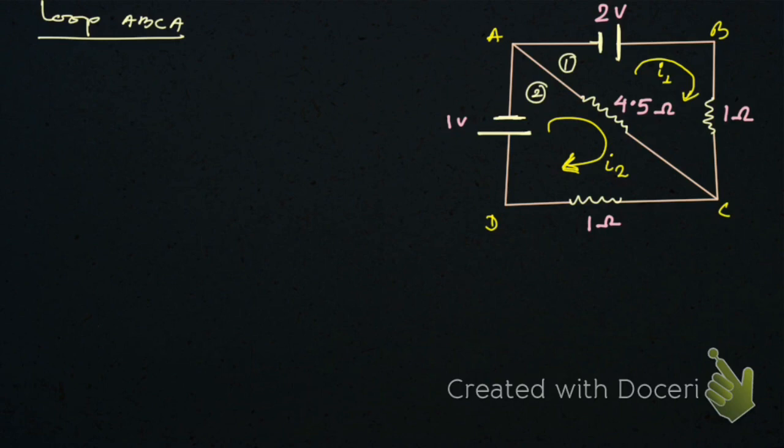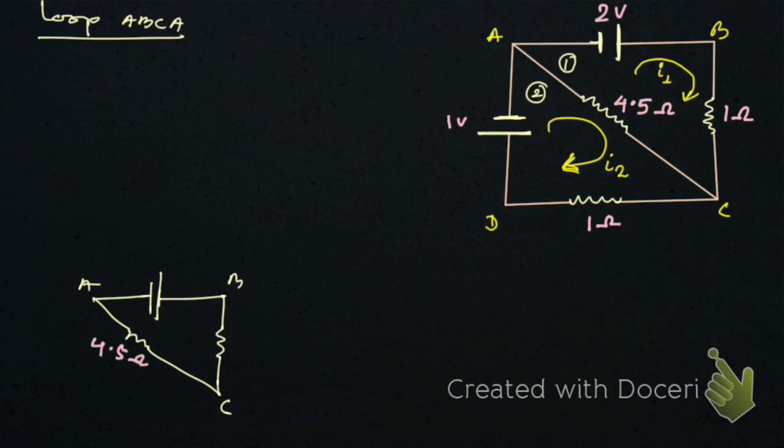let me show here. In this loop A, B, C, this is A, this is B, and this is the resistance here, and this is C, right? So here we have two resistances. One is 4.5 ohm, another is 1 ohm, right? And here voltage is 2 volt, right? EMF is nothing but voltage. Okay, so this is negative, this is positive, right? So here we have taken the direction of I1 in this direction, right?